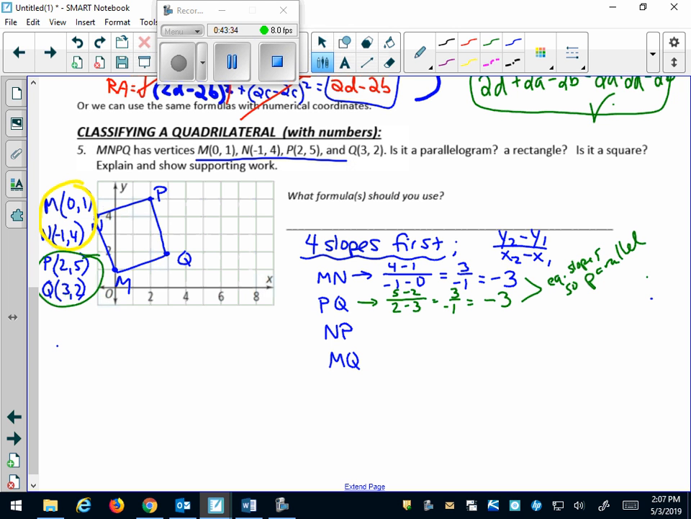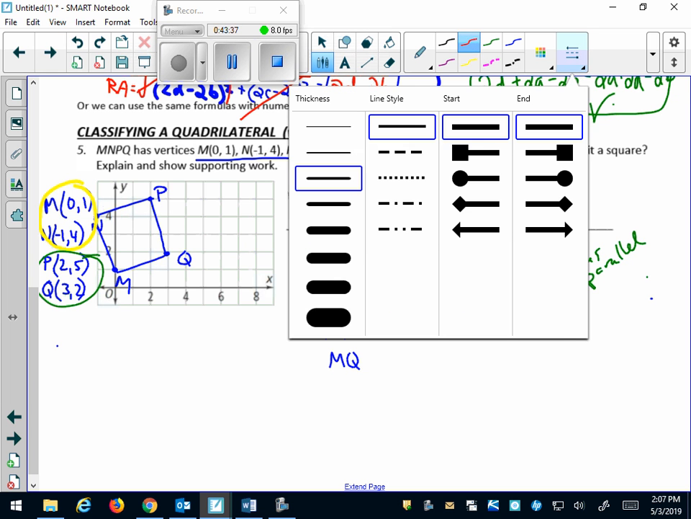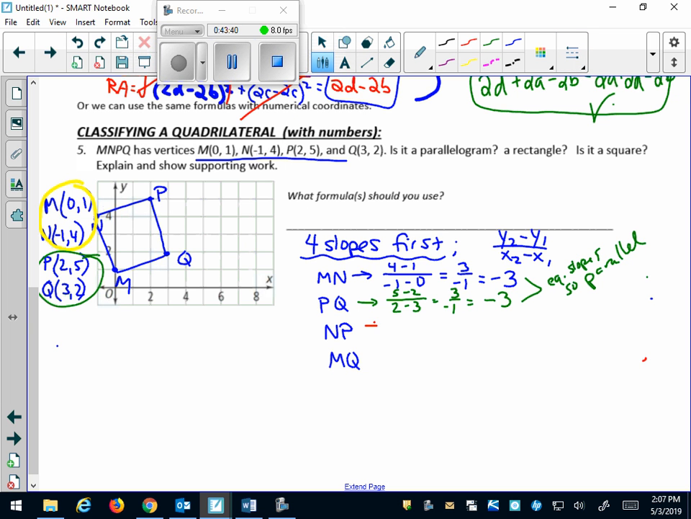All right, let's do NP. Now we're using these 2. Subtract the y's. 5 minus 4 over 2 minus a negative 1. 5 minus 4 is 1. 2 minus negative is plus, so that's 3. So we have positive 1/3. What are we expecting MQ to come out to? Positive 1/3. So we're going to do 1 minus 2 over 0 minus 3. We get negative 1 over negative 3, which is positive 1/3. These 2 are the same, so parallel.